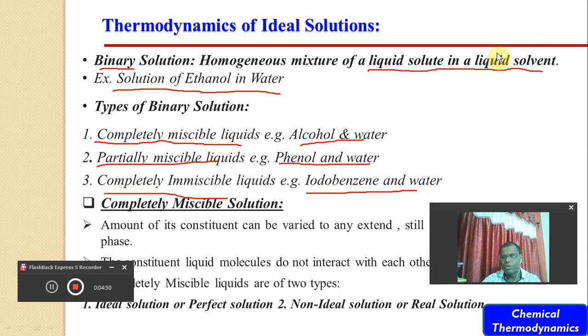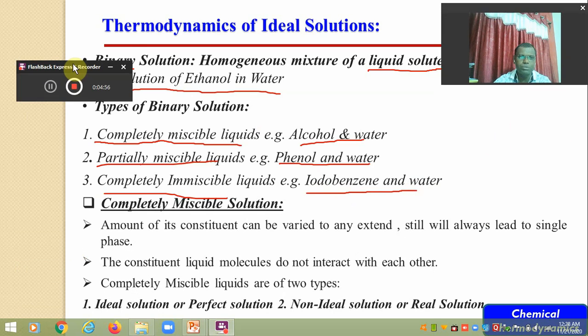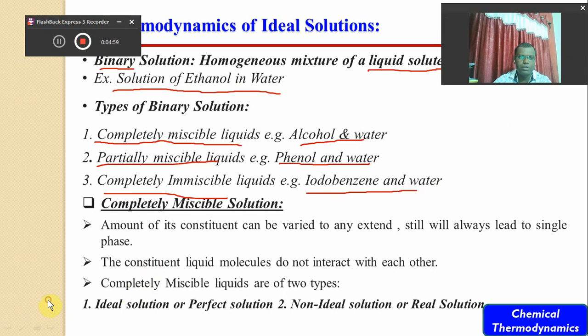If we talk about the solutions which are completely miscible with one another, it is definitely possible to study this solution. These completely miscible solutions are solutions in which a single phase exists, or the whole system exists in a single phase, and the amount of its constituents or the composition can be varied to any extent.